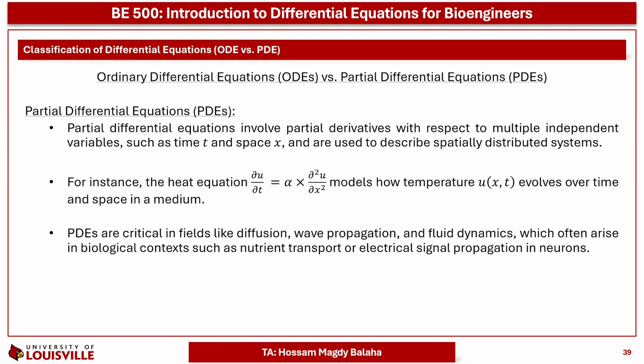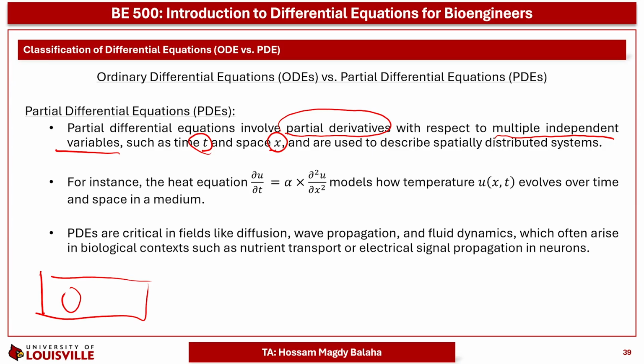In a partial differential equation, we have partial derivatives with respect to multiple independent variables, for example, time t and space x. So if you find a differential equation that contains the derivatives of two or more independent variables, then this will be a PDE. For example, the heat equation involves how the temperature U, which is here, evolves over time and space in a medium. So we have now U with respect to the time and U with respect to the space.